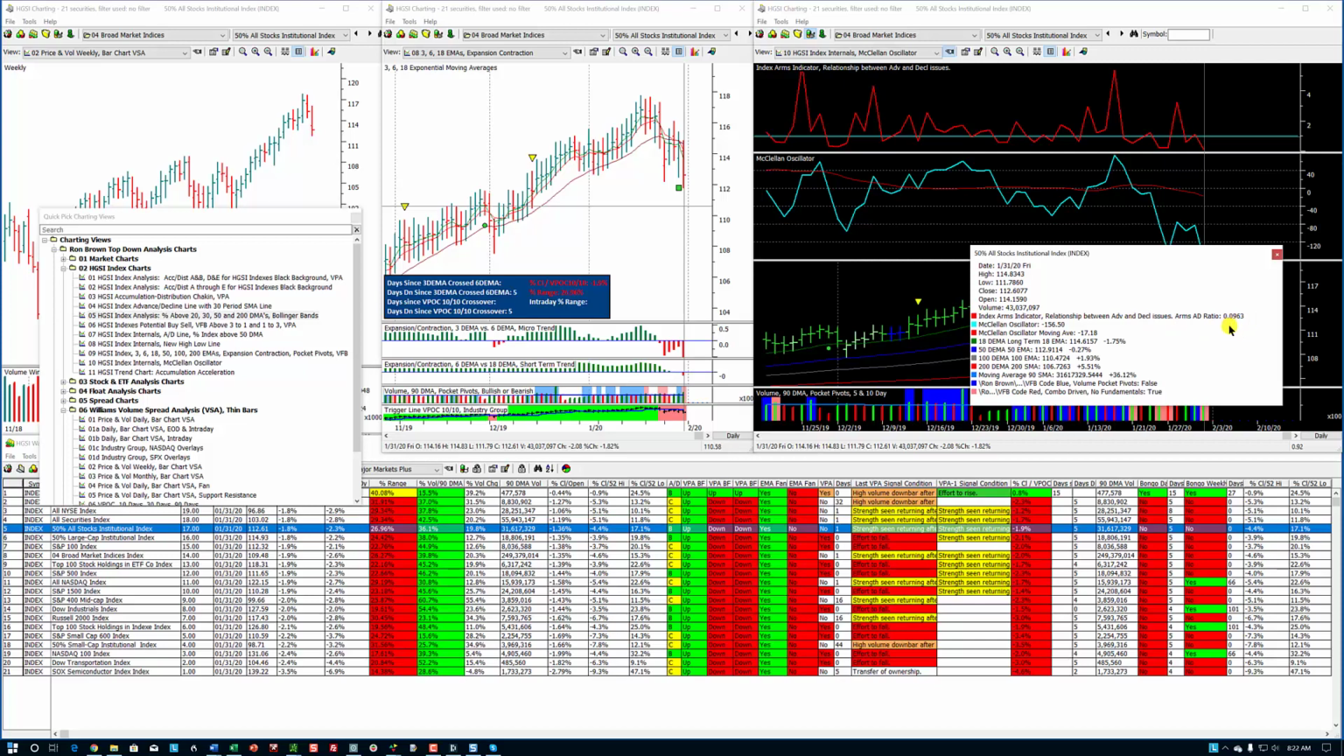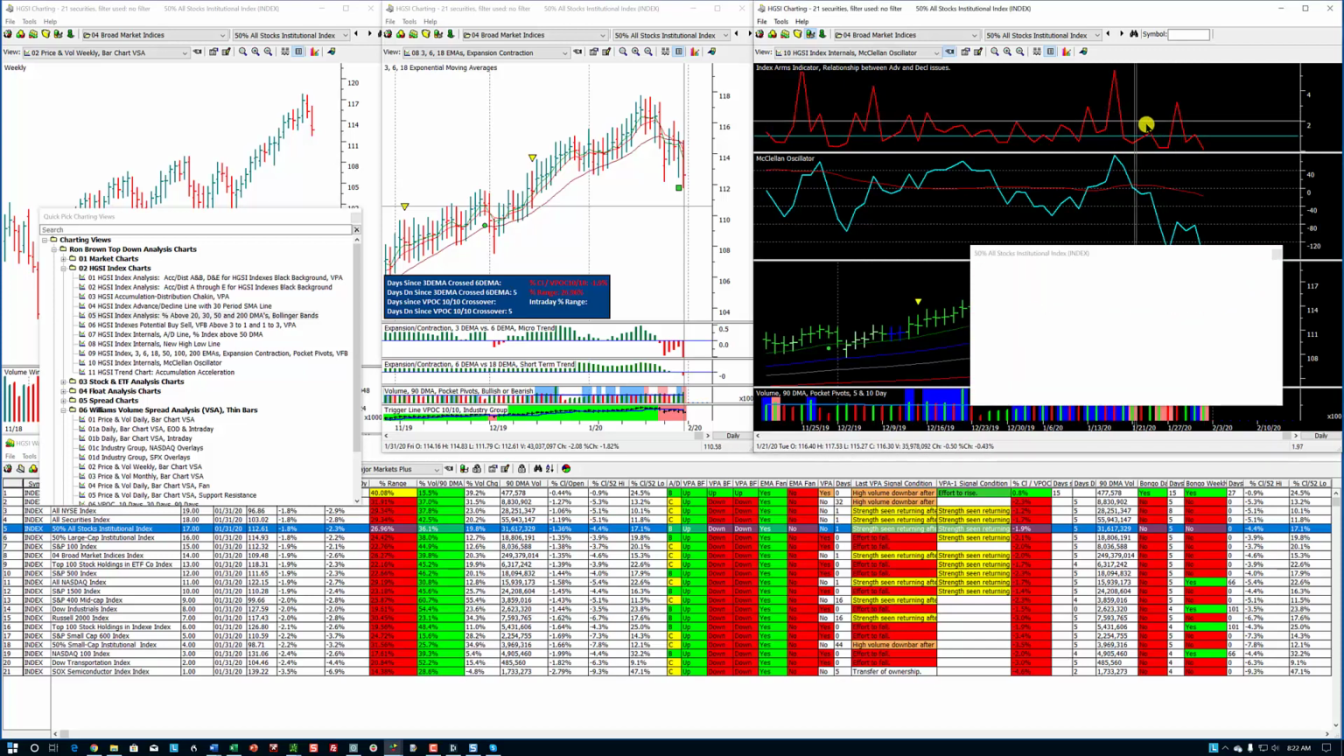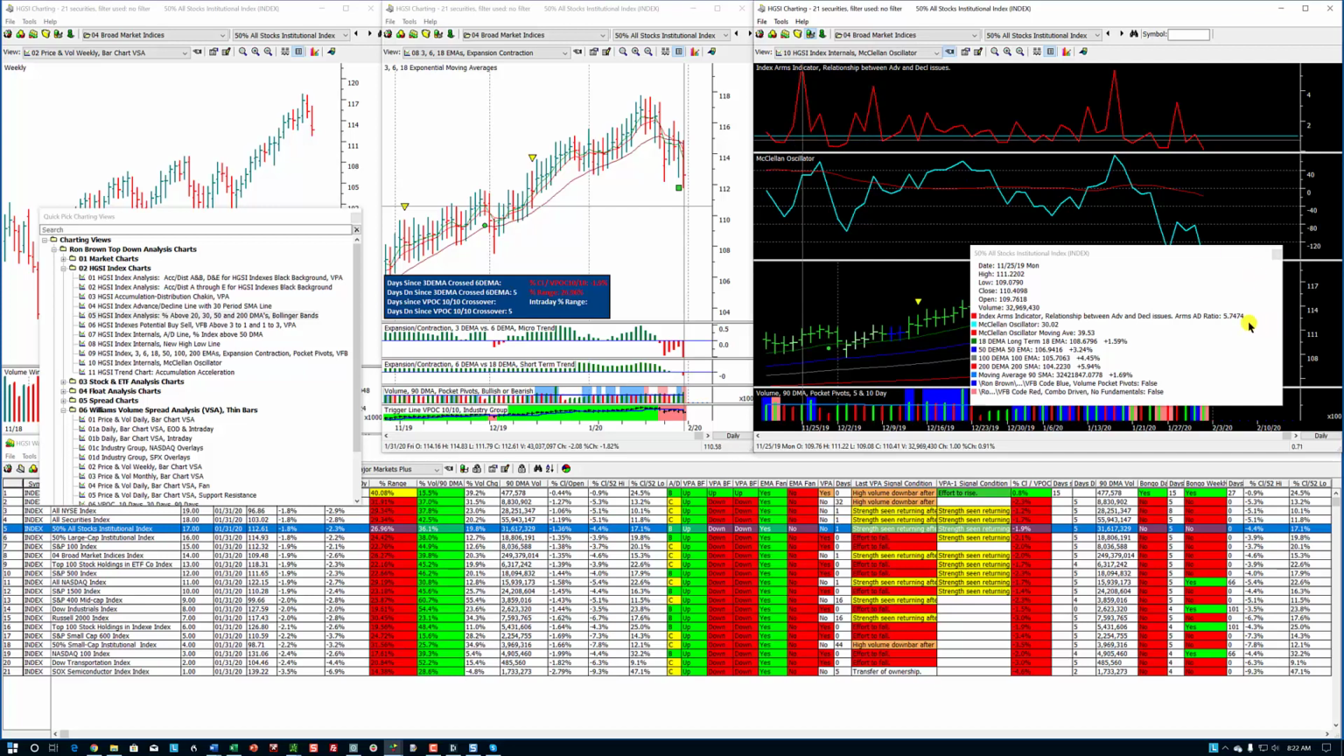Now if I go back over here, what's nice about this is if you move your cursor and go back to this day, it will give me the relationship on that day, and it was a 5 to 1 up day, which corresponds to that chart that I showed you earlier. We go clear back over here, it was a 5 to 1, 5.7, almost 6 to 1 up day.